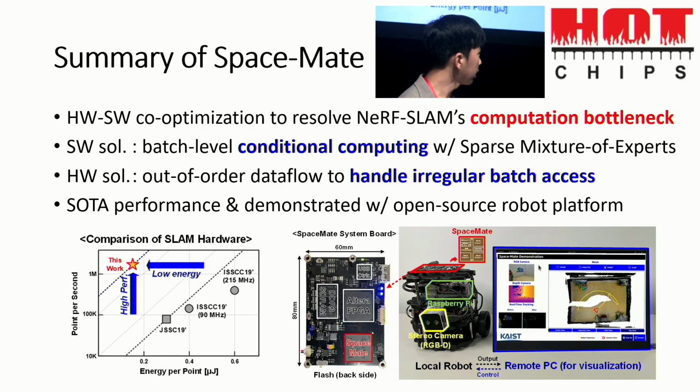From the software perspective, batch-level conditional computing by replacing the conventional neural network with a sparse mixture of experts is proposed. It reduces the number of MACs without sacrificing accuracy. On the hardware side, to solve the dynamic behavior of the sparse mixture of experts, an out-of-order dataflow is proposed to handle the irregular batch access. As a result, we achieved state-of-the-art performance, and it was demonstrated on an open-source robot platform. My poster is at the wall side, so if you are interested, please come and visit me. Thank you.